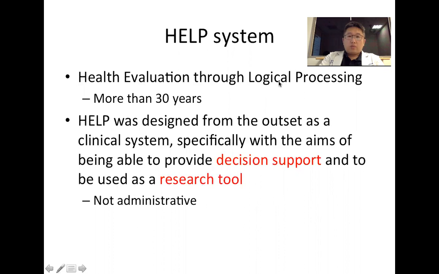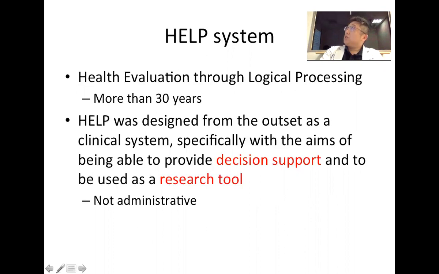Okay, I think previously we already talked about this HELP. HELP is the big name for the electronic health record. The full name for this acronym is the Health Evaluation Through Logical Processing. It started very early. I think right now it's more than 30 years. It was first built at the LDS hospital.